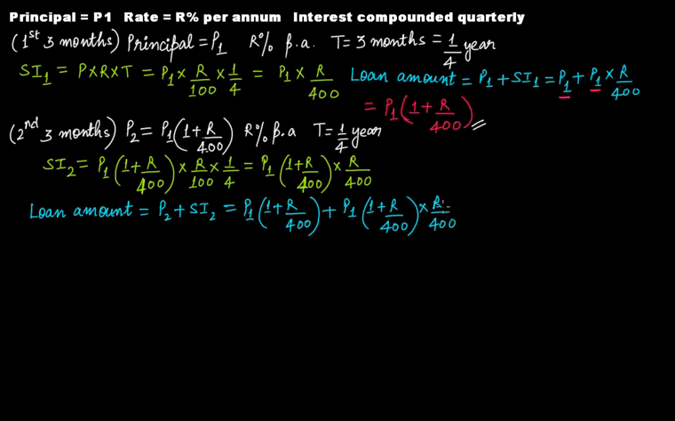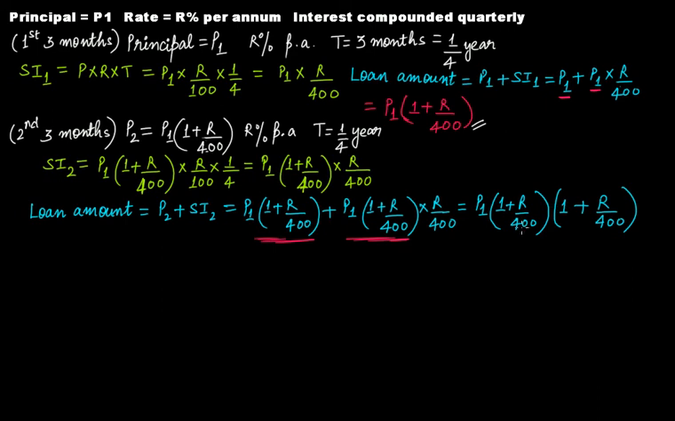Now in this term P1 multiplied by 1 plus R by 400, and in this term P1 multiplied by 1 plus R by 400 is common. So if you take out this P1 multiplied by 1 plus R by 400, then you'll have this will be 1 plus, and this will be R by 400.